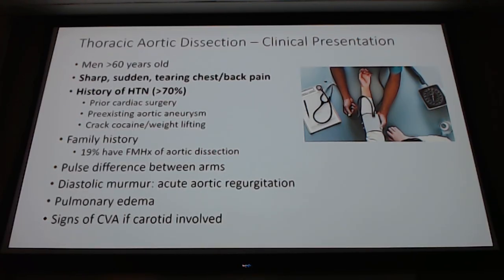You may see or hear a diastolic murmur, meaning acute aortic regurgitation because of the backflow problem. You may have pulmonary edema. And then if it has actually involved the carotids, you may need to look for signs of a stroke, or a cerebral vascular accident.